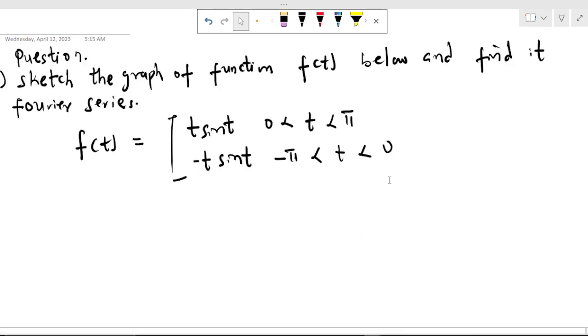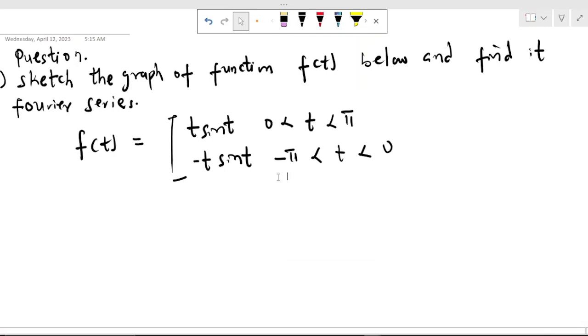The question says, sketch the graph of function f of t below and find its Fourier series. As you can see, f of t is a piecewise function, and from 0 to pi, we have t sine t, and from minus pi to 0, we have minus t sine t. So brace up, guys. Let's get started.